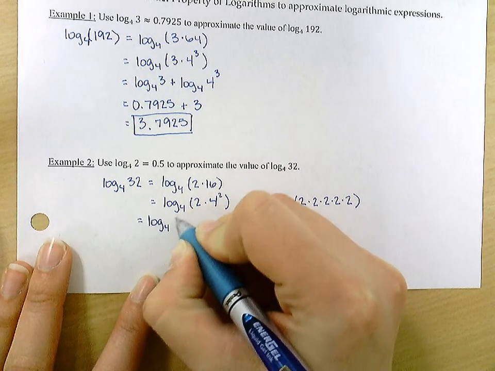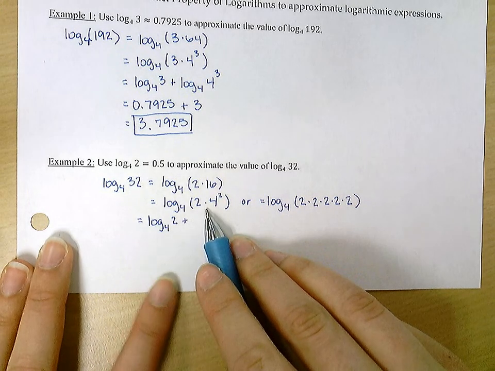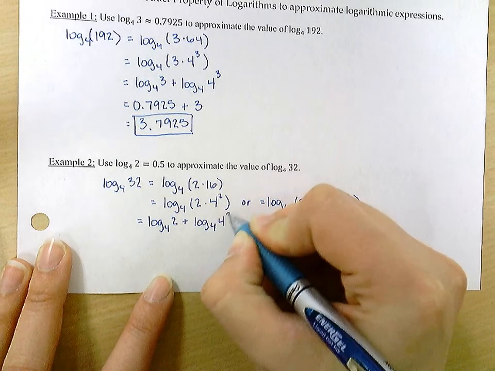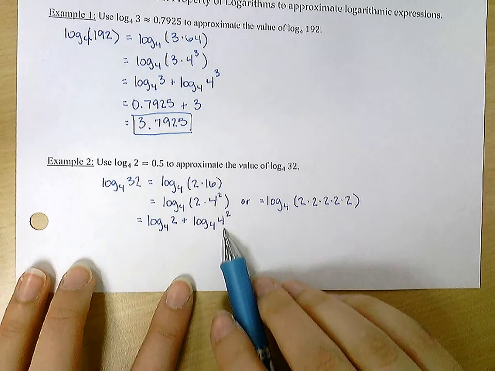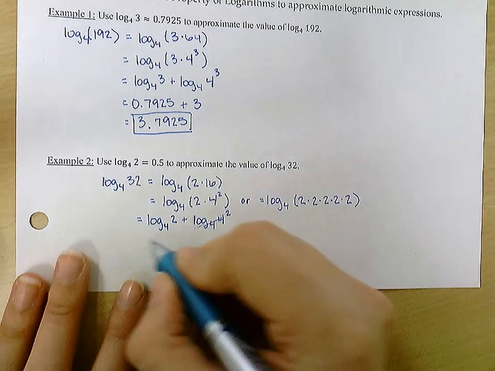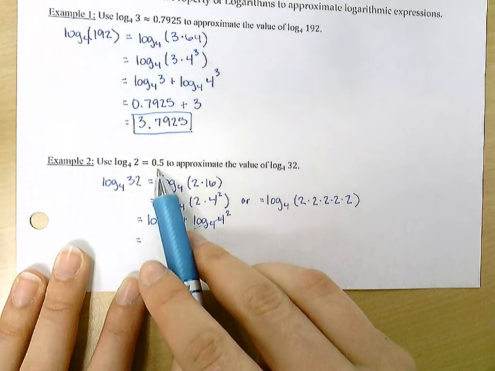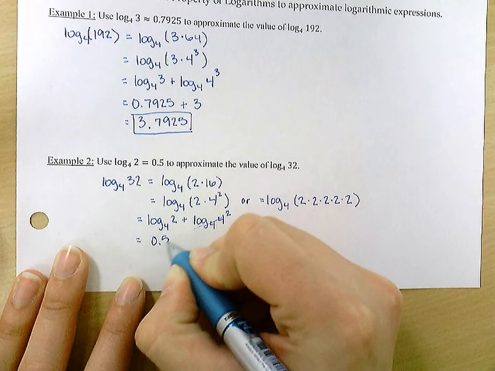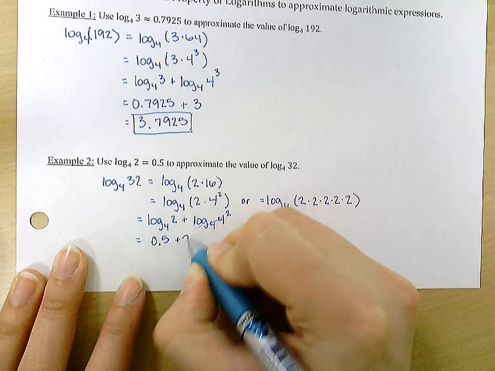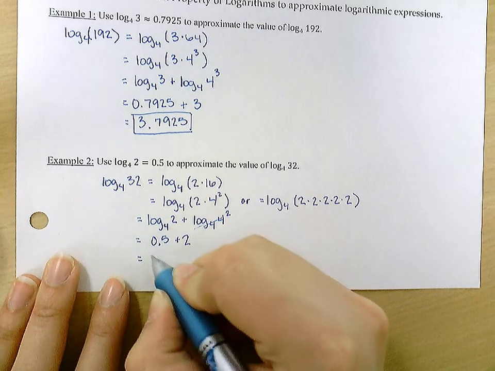I would have log base 4 of 2 plus, since I have this multiplication in parentheses here, log base 4 of 4 squared. And again, these 4's would cancel each other out. So I have log base 4 of 2. That's 0.5, so I can plug in 0.5 instead. Then plus these ones canceled, that would be 2. And I would get 2.5.